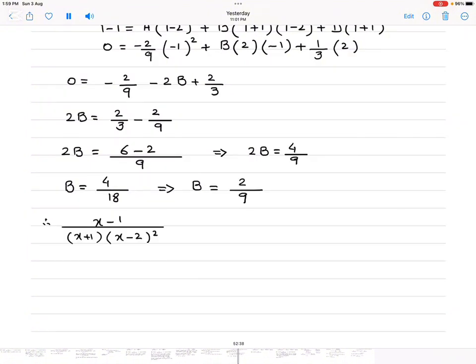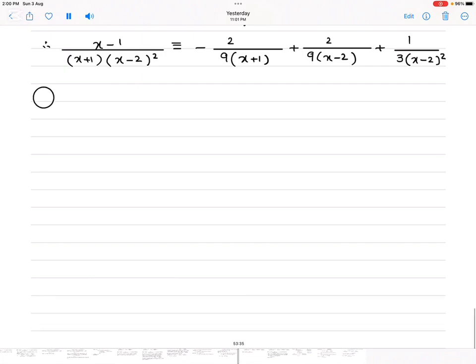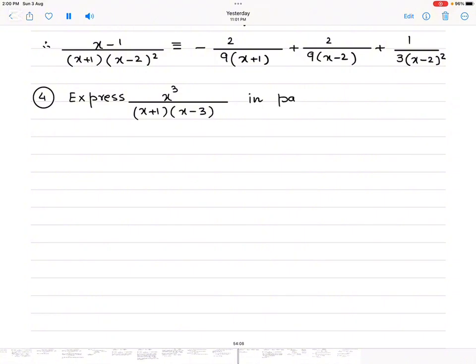Therefore, (x − 1)/((x + 1)(x − 2)²) is identical to (2/9)/(x + 1) + (2/9)/(x − 2) + (1/3)/(x − 2)². Fourth one: express x³/((x + 1)(x − 3)) in partial fractions.